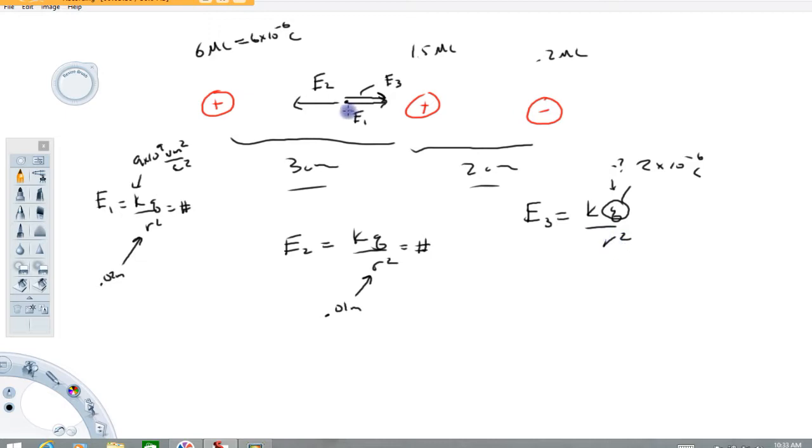Then the distance is the total distance from here to here, 2 centimeters and 1 more. So this R value is 3 centimeters, or in other words, 0.03 meters. When you get done with that, these just need to be added up vectorially. These are to the right, so call them positive. This one's to the left, call it negative. And that should answer that.